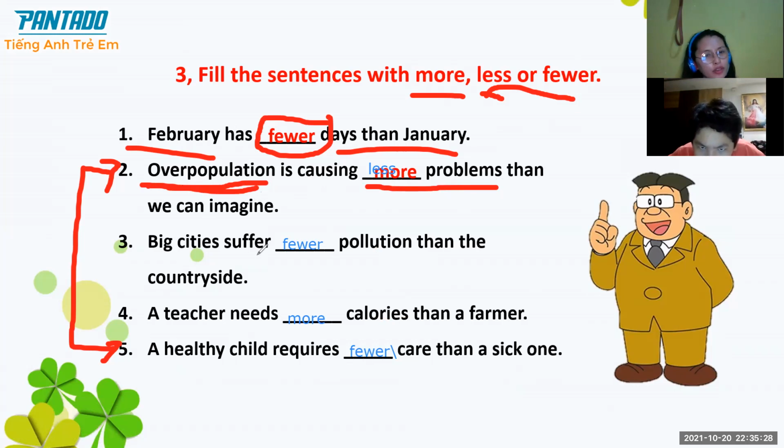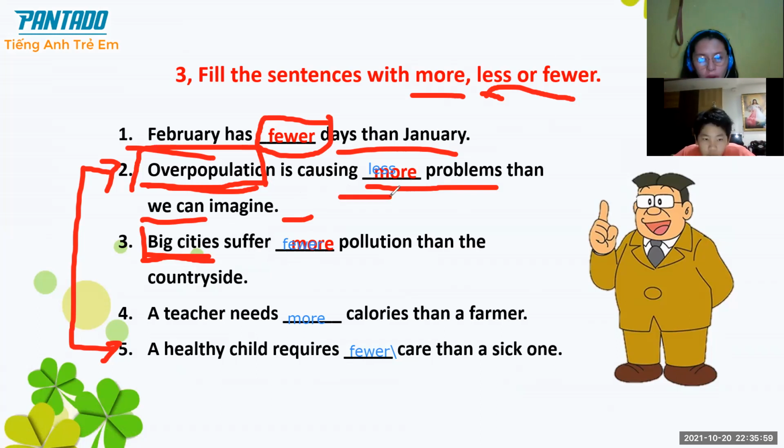Big cities suffer fewer population than the countryside. Big cities, so big. When you say big, is it fewer? That is more population than the countryside. It means if there's a big city, there are a lot of people who will stay there. Big means more. Overpopulation means more also.